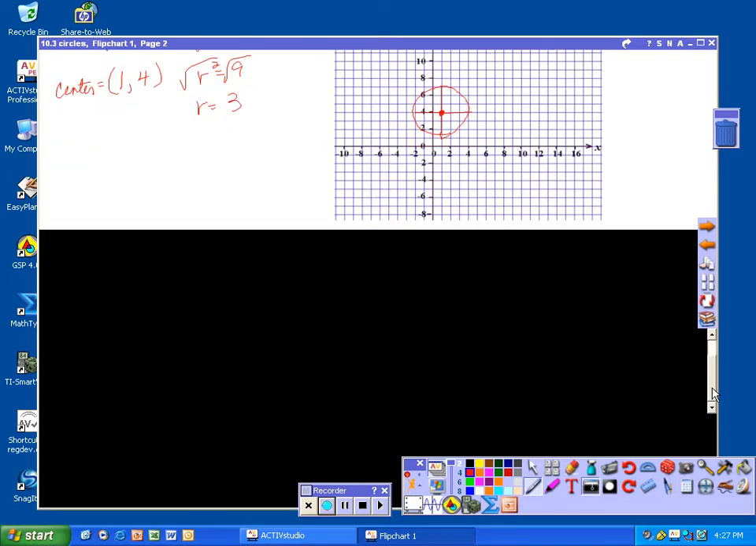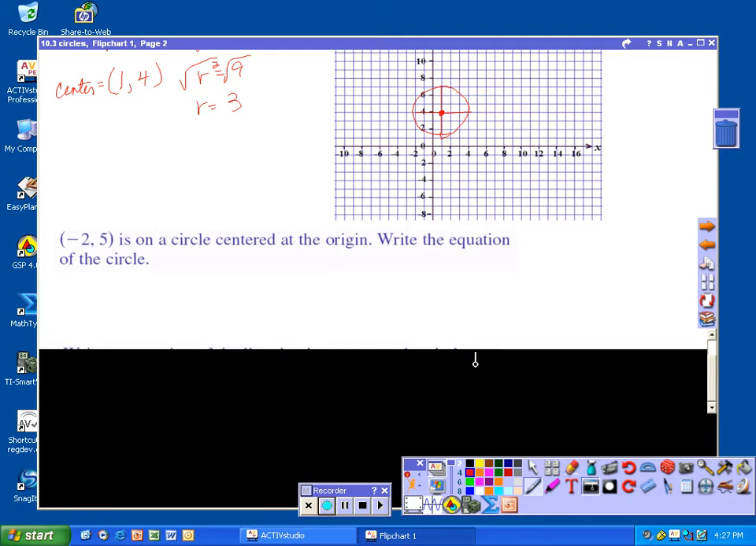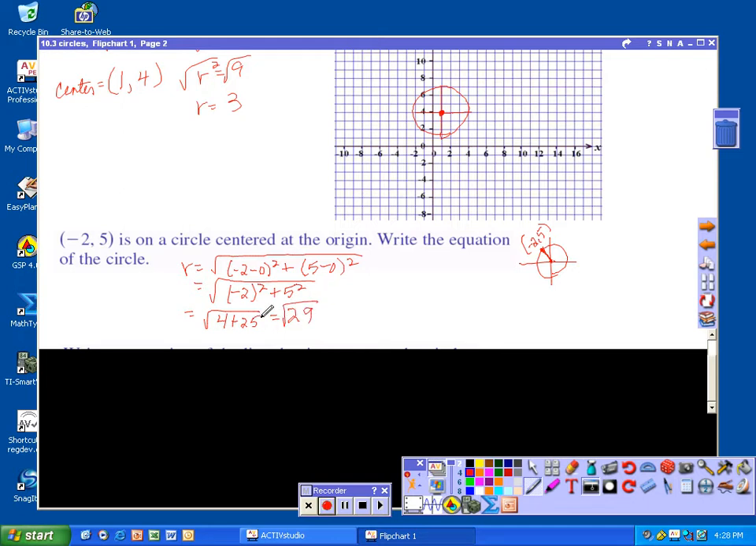Some other kinds of problems we're going to run into are finding equations of tangents to a circle. Here we have a circle whose center is (0, 0), so I'm just going to sketch that for myself. And I have (negative 2, 5) as a point on the circle. So if I find this radius, I could generate the equation of the circle. So again, the radius will equal the square root of (negative 2 minus 0) squared plus (5 minus 0) squared, which is the square root of negative 2 squared plus 5 squared, which is the square root of 4 plus 25, which is the square root of 29 for my radius.